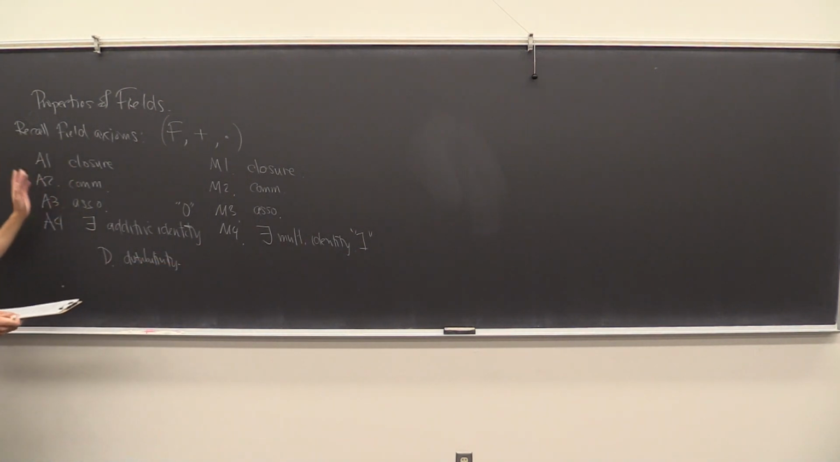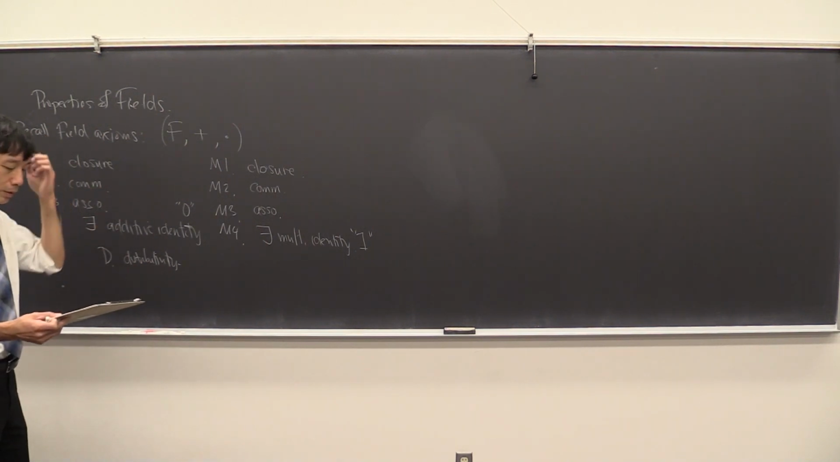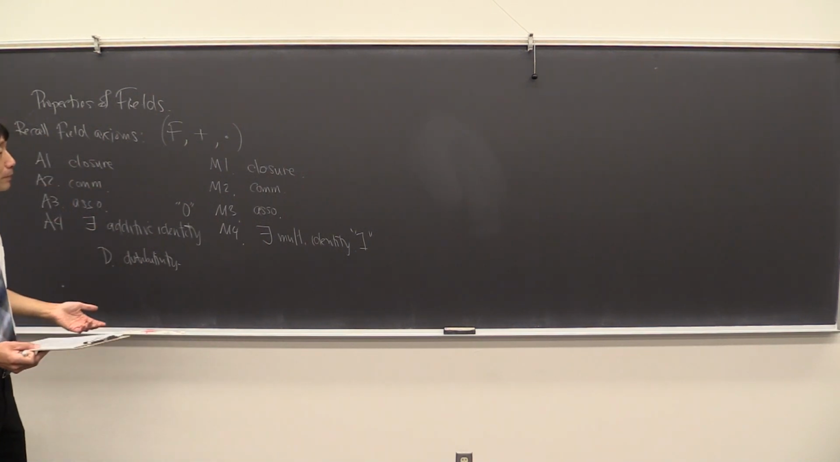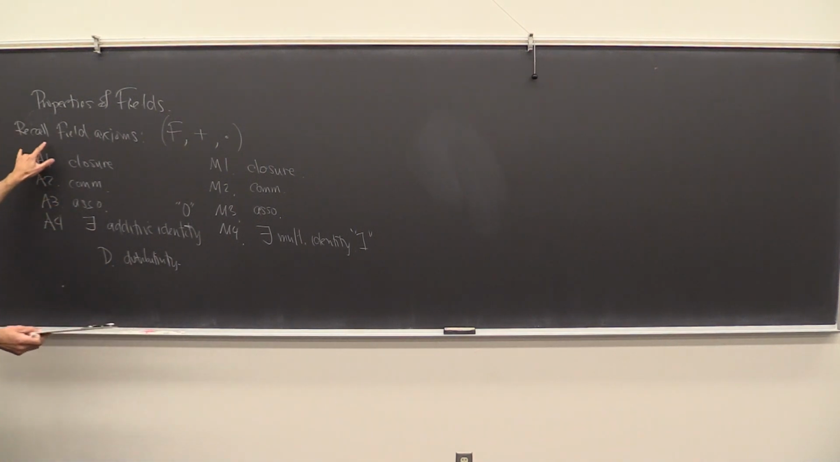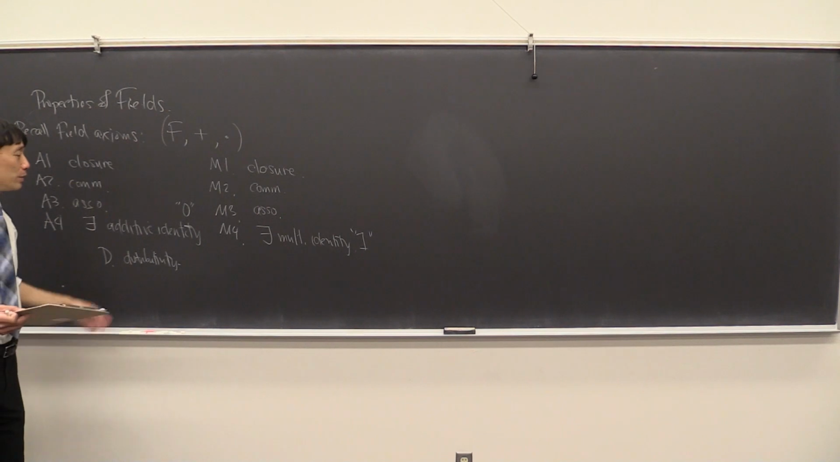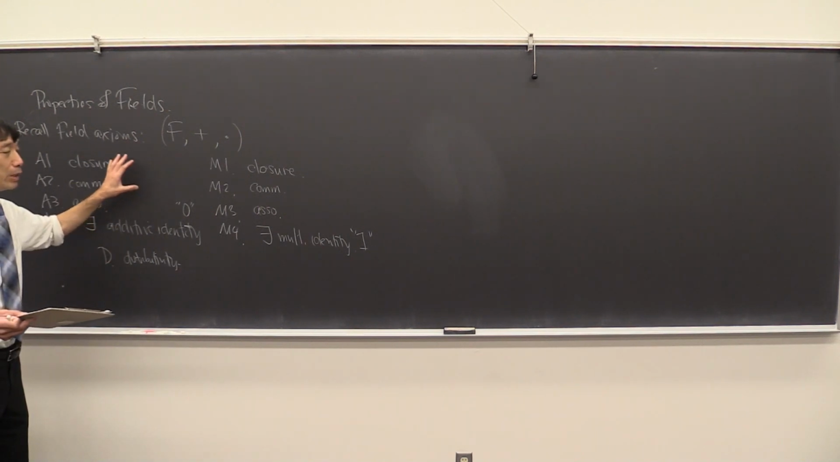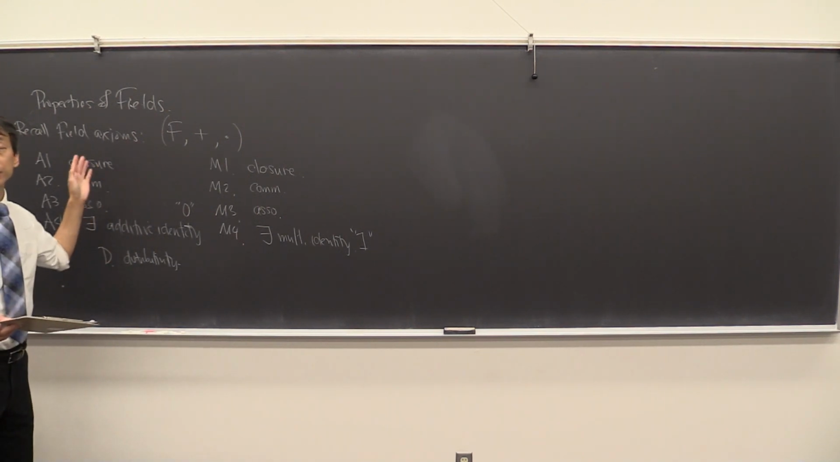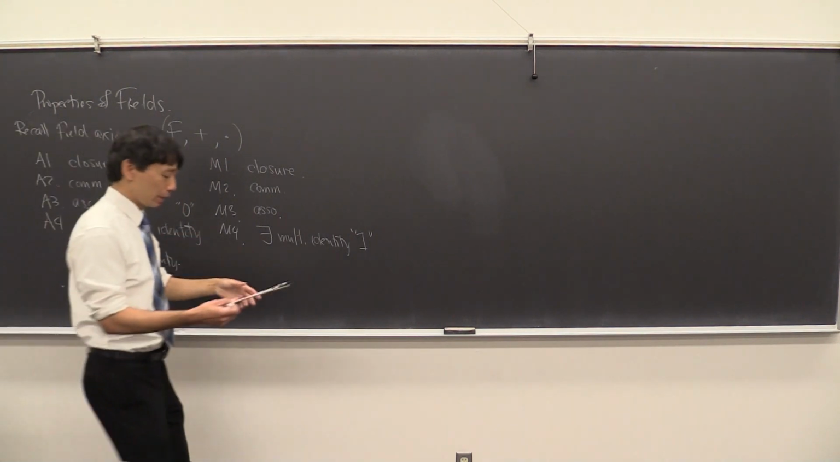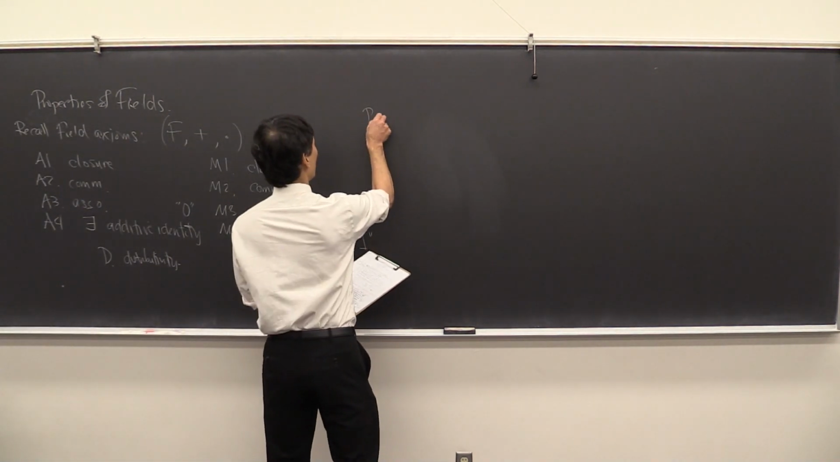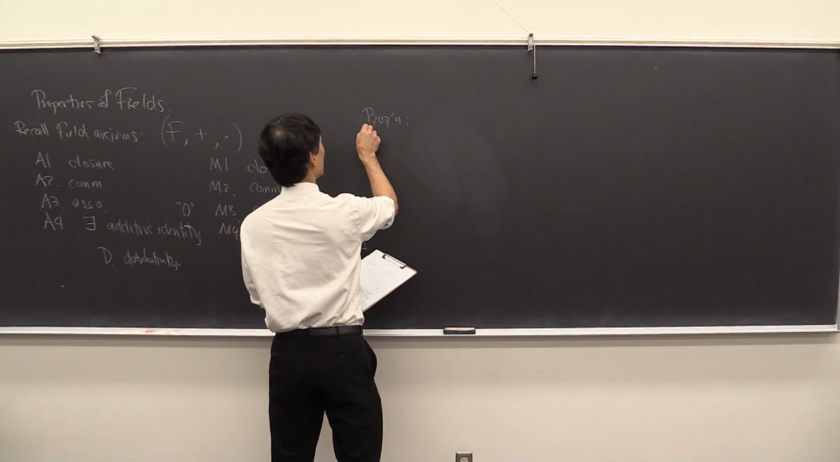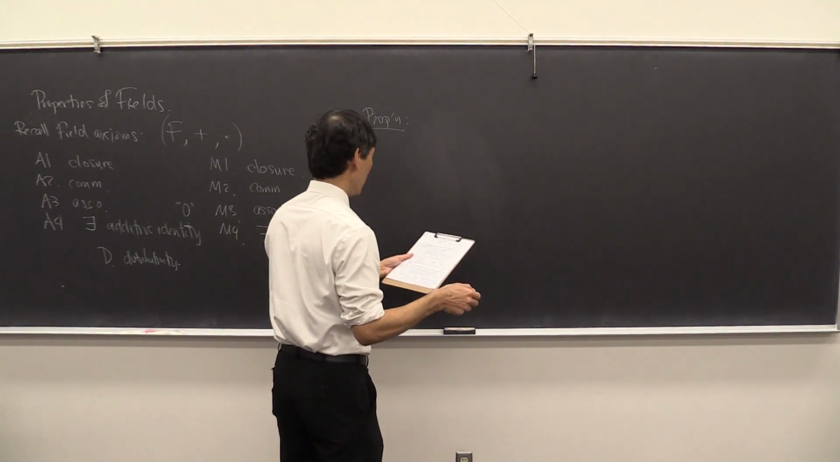How the two operations interact with each other. You want them to distribute. And like we said last time, there are a bunch of other properties that are in fields, but we don't put them into the axioms because they just follow from the axioms. So let me sketch out some.